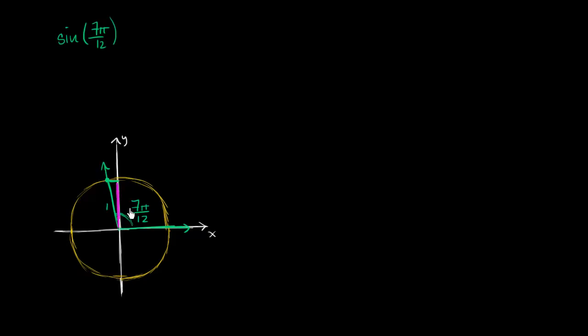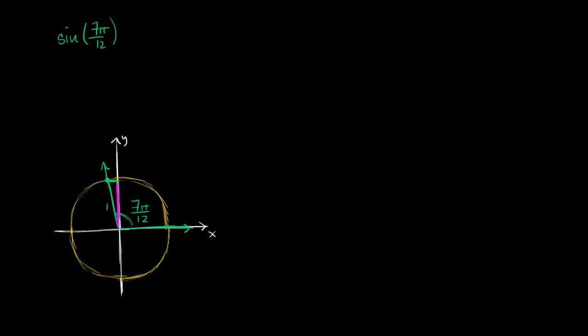And I encourage you to pause the video right now and try to think about it on your own. See if you can use your powers of trigonometry to figure out what sine of 7 pi over 12 is, or essentially the length of this magenta line. So I'm assuming you've given a go at it.